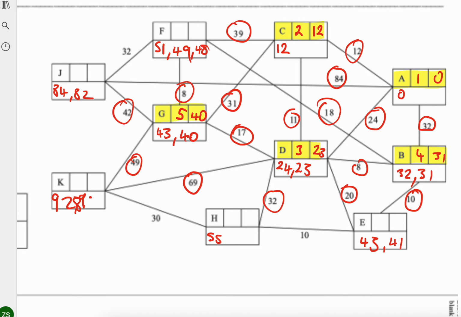Look at the non-yellow ones. Which one has the smallest number? We've got a 48 up here. We've got a 41 down here, right? 41. So this is going to be node number 6. So let's yellow it. How many new paths does that add? There are 3 paths out of E. 2 of them are already circled, so it's just one more remaining. 41 plus 10, 51.